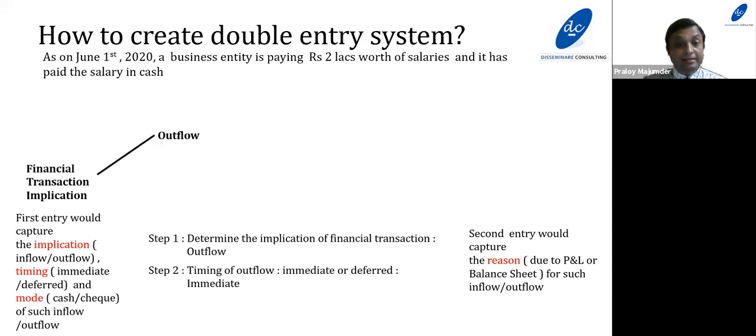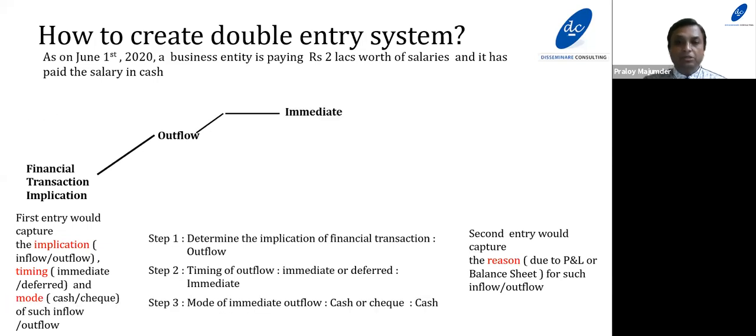Then, is it immediate or deferred? Definitely it is immediate. Next, is it cash or check? Cash. So if it is cash, the first entry will be credit balance sheet, asset, current assets, cash. Second entry would be the debit profit and loss, expenses, salary.